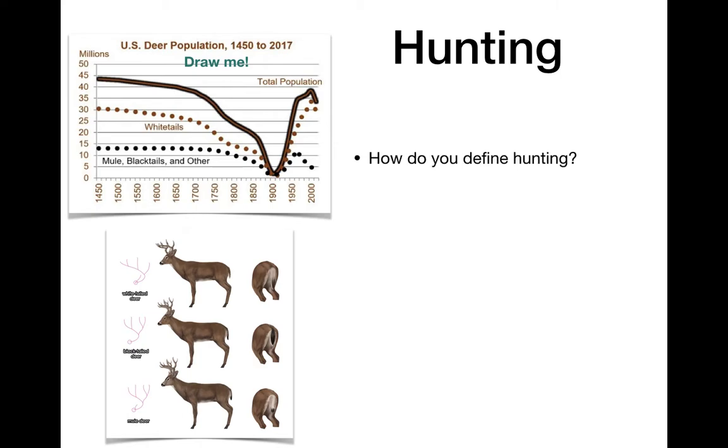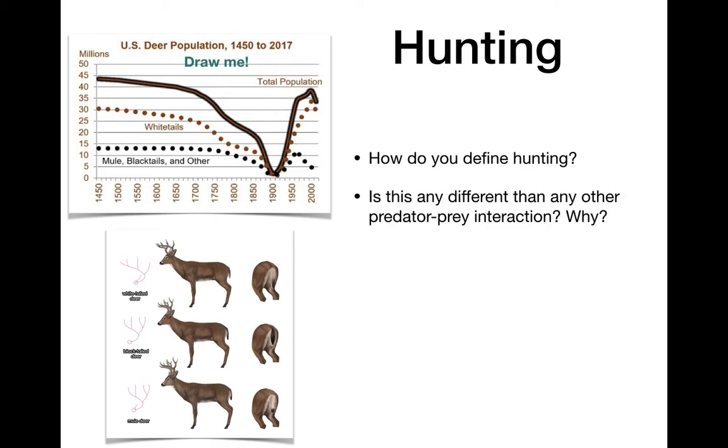What is hunting? Now, hunting is where we have humans go out into the wild and kill an organism for our own use. It could be for eating, it could be for trophy hunting, it could be for a variety of reasons. When humans go out and kill an organism for our own purposes, that is hunting.